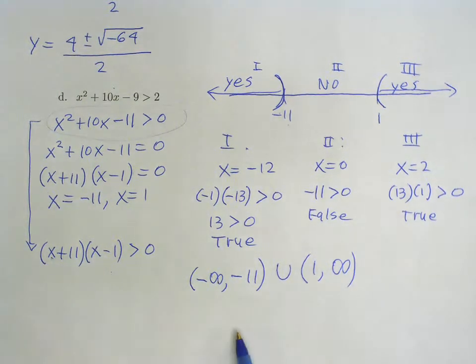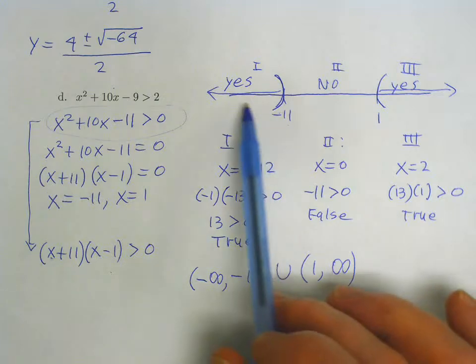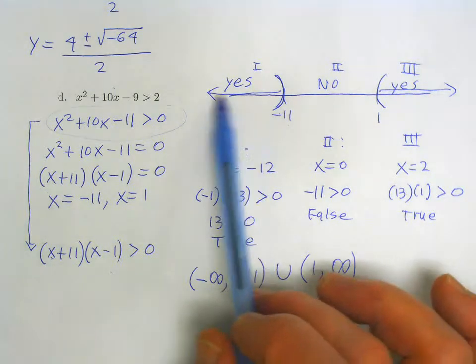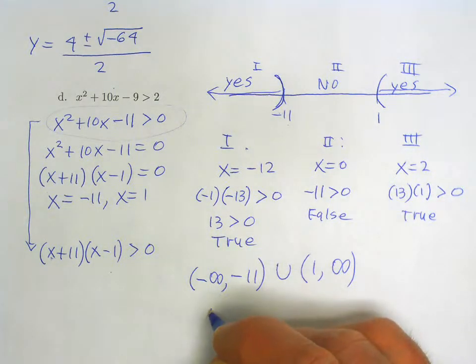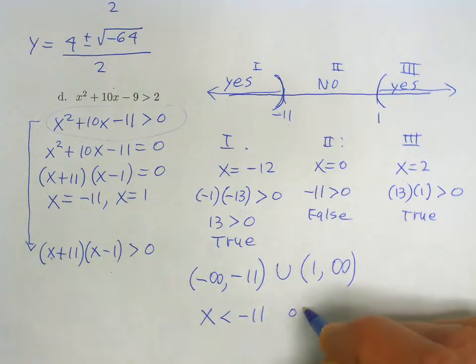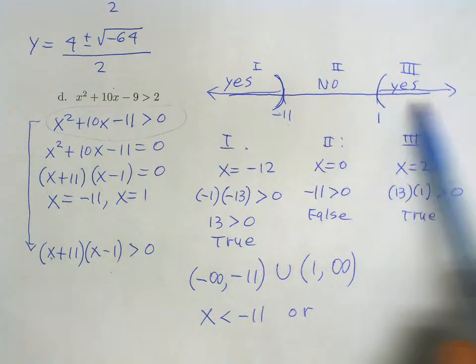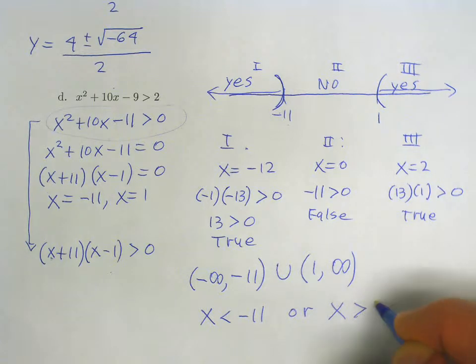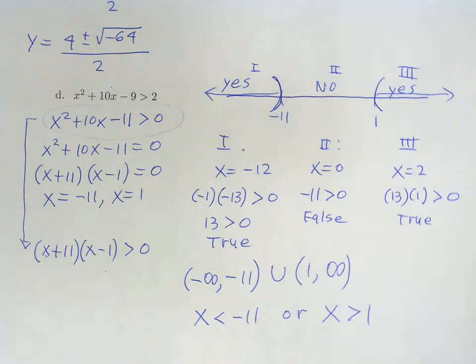The algebraic notation: this interval up here on the left means x is less than negative 11. Then we write the word or. If x is in this interval, it's x is greater than 1. Okay, we can do one more example, and then that'll probably be enough so that we can start the quiz.